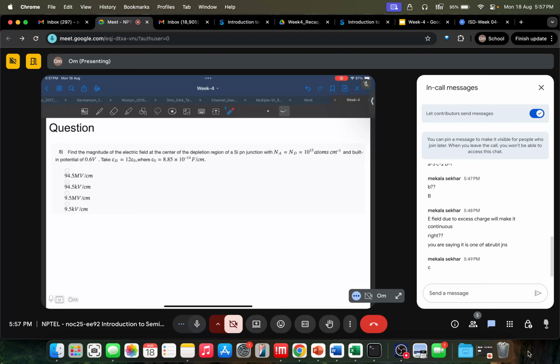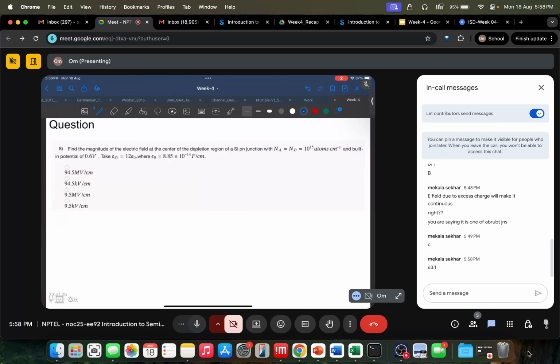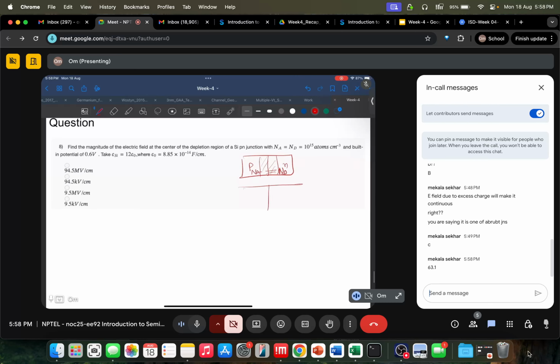Okay, so let's see how to solve this question. It says we have a PN junction with some depletion field on both sides, and both are equal. So we will have some electric field and some built-in potential, right?